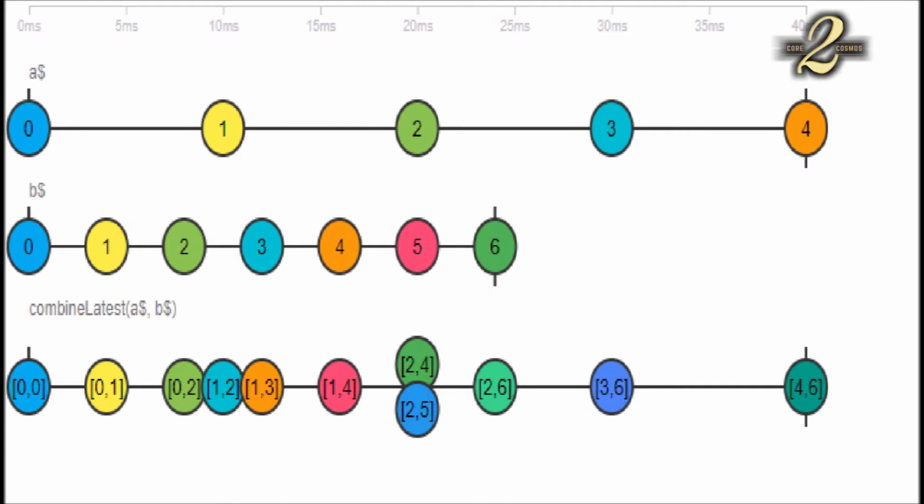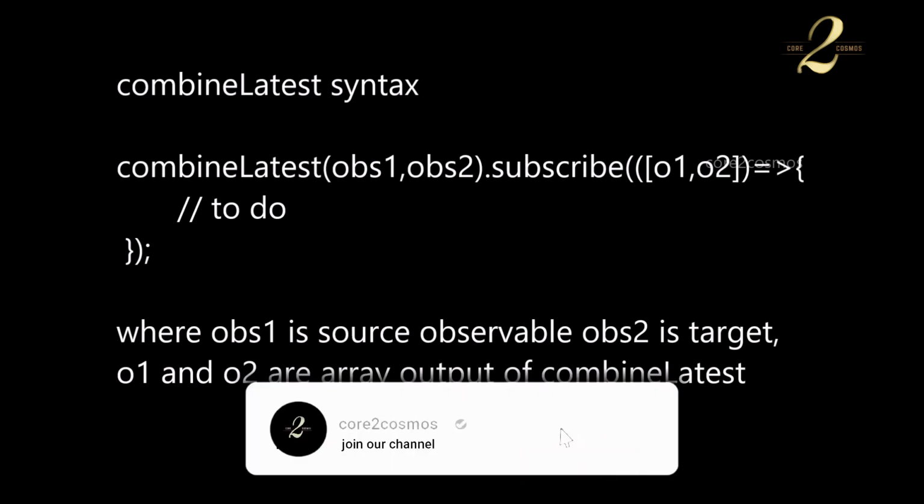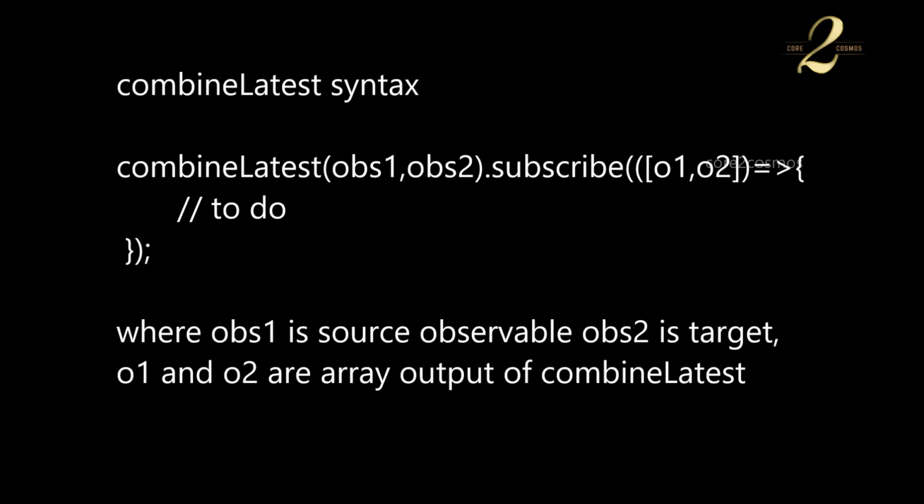If we look at the result set, whenever a value is emitted by either of the observables, we can see the results are displayed immediately. The syntax for the combineLatest operator is very simple. We have to say combineLatest of observable 1, observable 2, and then call the subscribe method. We can see the results are displayed as combinations of arrays.